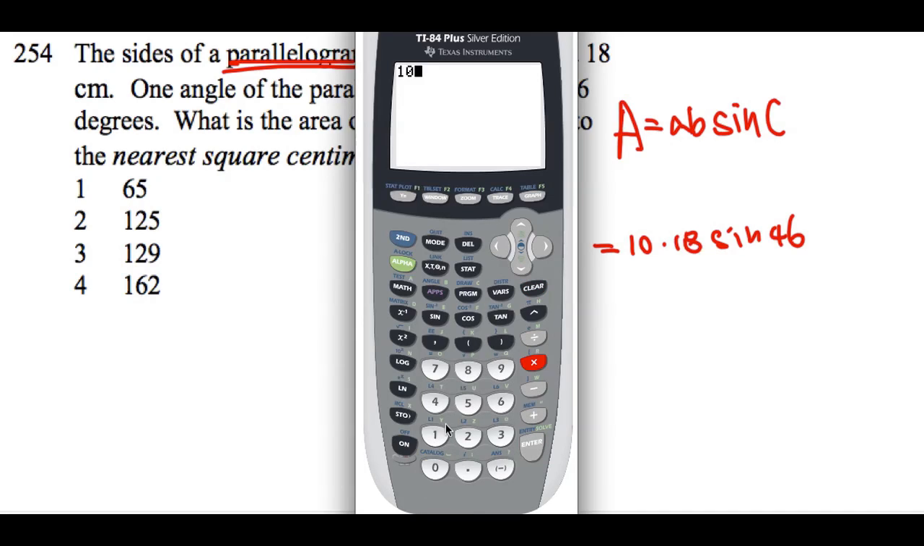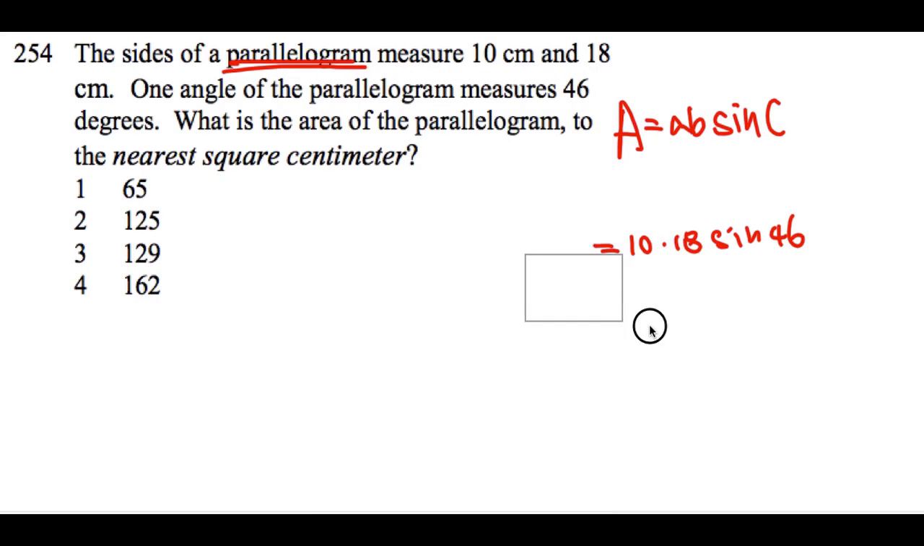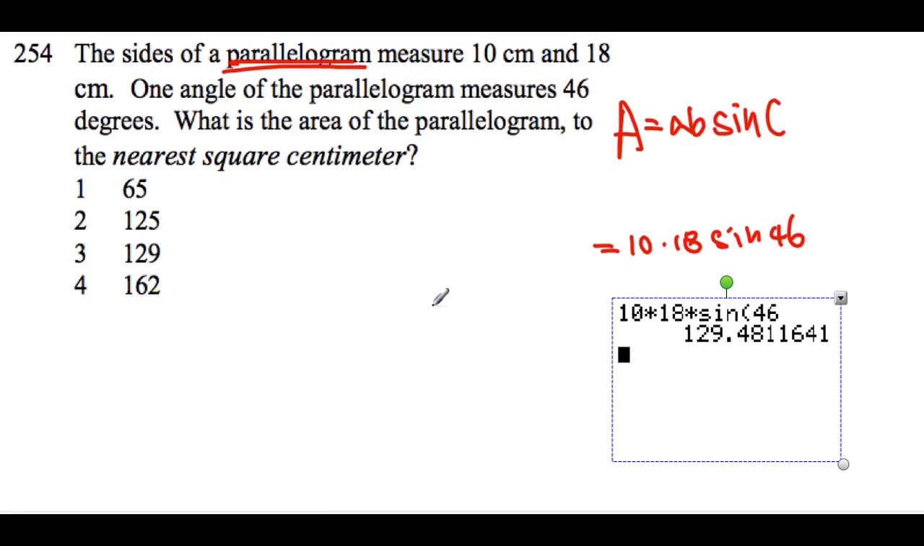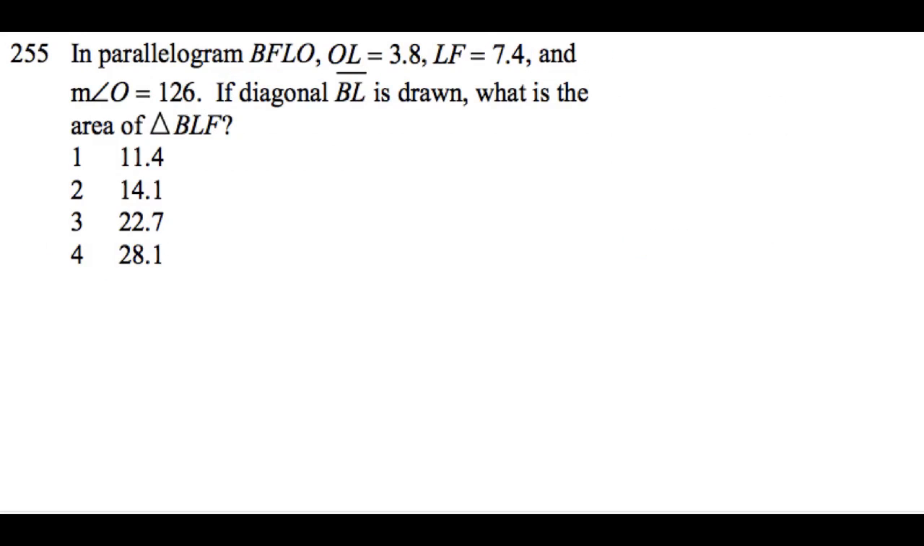So here we get 10 times 18 times sine of 46. There it goes, 129, which is choice 3. Alright, 255. And in this case, let us try to draw a parallelogram first.